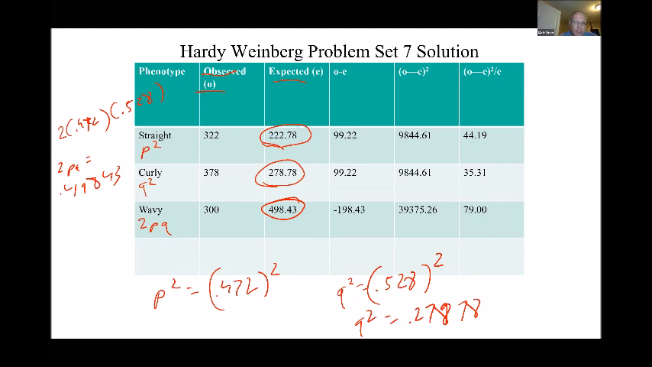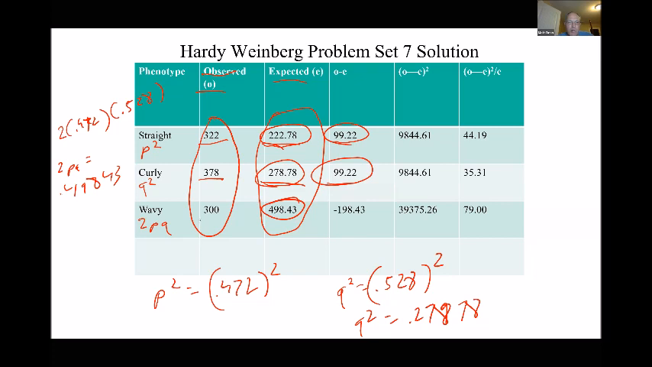All right, so these were the numbers that we actually had. These were the numbers that we expected if the population was in Hardy-Weinberg equilibrium. So now we're going to compare these two sets of numbers using a chi-square analysis. And we're just going to fill in that table to do that. So O minus E. In this first row, it would be 322 minus 222.78 to get this number. 378 minus 278.78 to get this one. And 300 minus 498.43 to get this one.